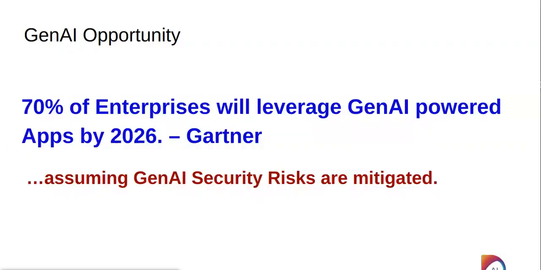So everyone knows, as per Gartner, 70% of enterprises will leverage Gen AI powered apps by 2026, which means many of the conventional applications and mobile apps which we see right now will have at least a few features that will be served by some kind of Gen AI model at the back end using some architecture such as RAG, which is very well known, very popular right now. However, this assumes that Gen AI security risks are mitigated, otherwise these statistics will not hold true.